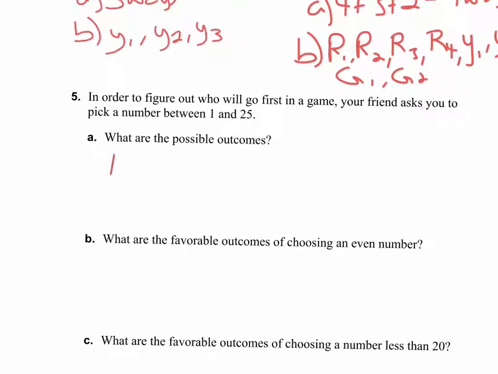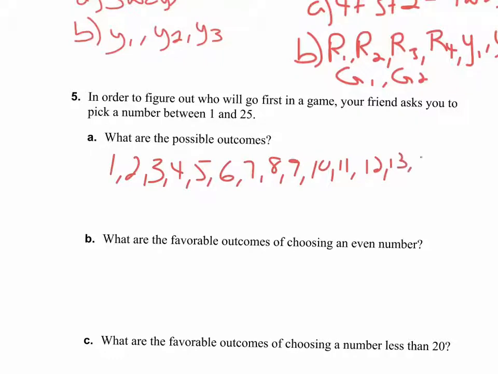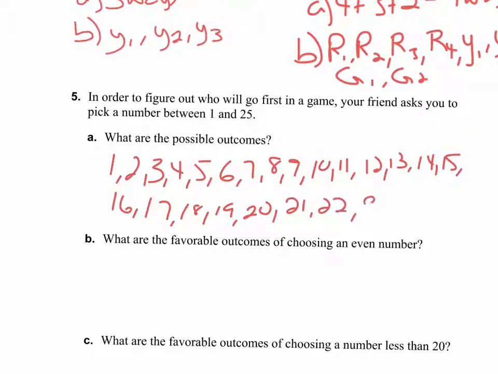So I could choose 1, I could choose 2, I could choose 3, I could choose 4, 5, 6, 7, 8, 9, 10, 11, 12, 13, 14, 15, 16, 17, 18, 19, 20, 21, 22, 23, 24, or 25. So those are just the numbers I could choose.